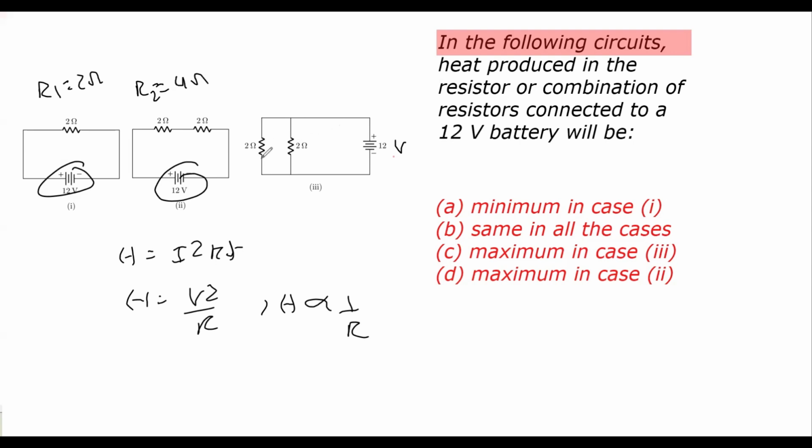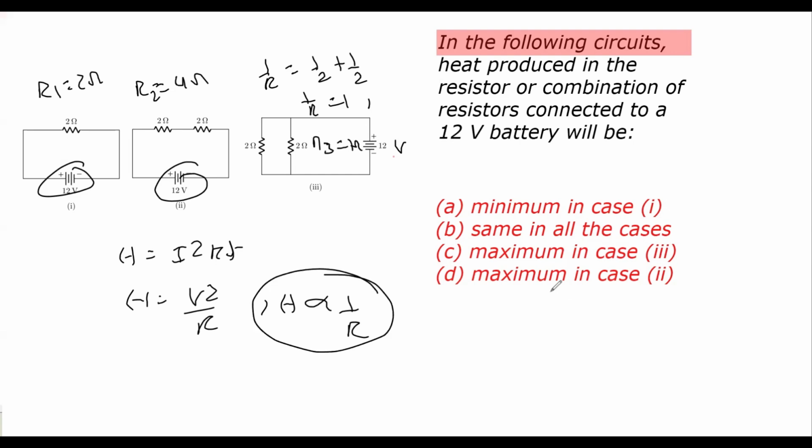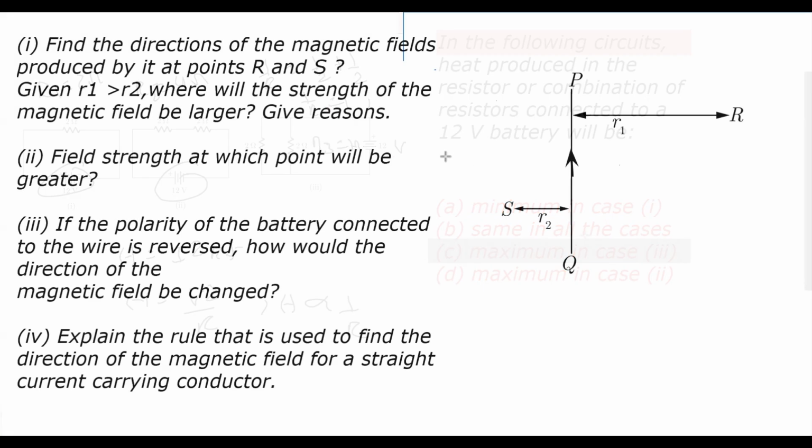And in this case, it's connected in parallel, and this is in series. So this is 1 by 2 plus 1 by 2, what is it? Let me show you. This is 1 by 2 plus 1 by 2 is equal to 1, and the reciprocal of 1 is 1. So we'll say that the resistance in this case is 1 ohm. So as I said, the smaller the resistance, the greater will be the heat produced. And therefore, maximum in case 3 is the correct answer.